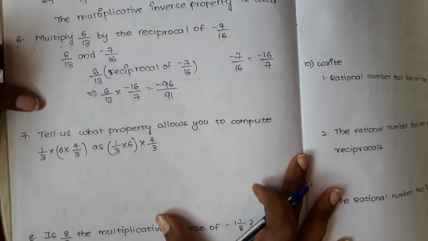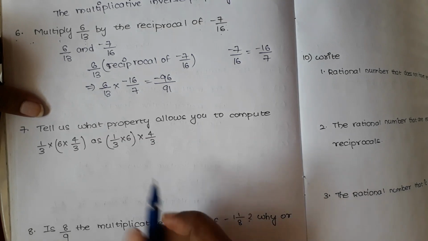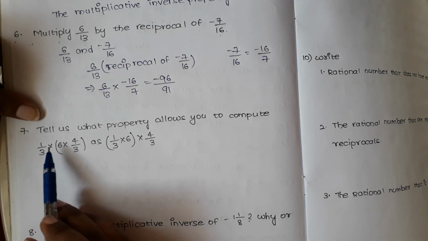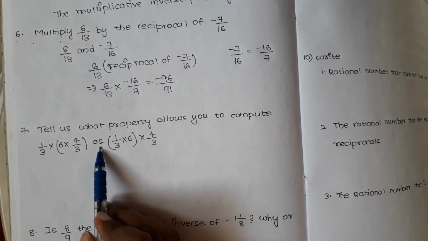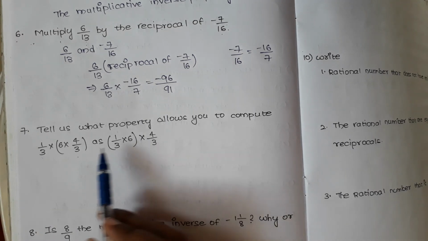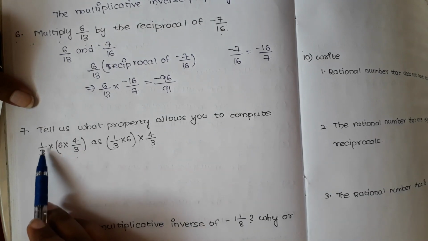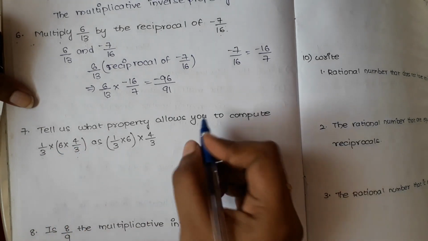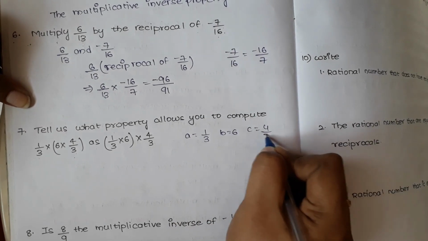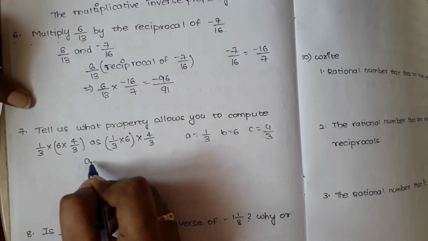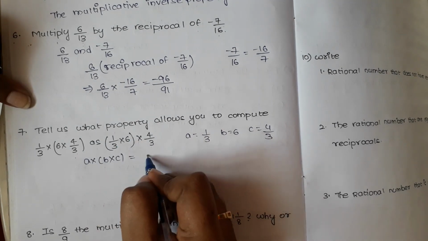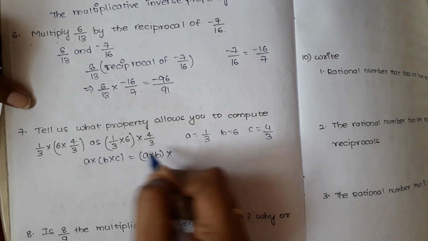Now let us see the next problem, that is: tell us what property allows you to compute 1 by 3 into 6 into 4 by 3 as 1 by 3 into 6 into 4 by 3. Here three numbers are given, that is 1 by 3, 6 and 4 by 3. Let us say A equals 1 by 3, B equals 6 and C equals 4 by 3. This is in the form of A into B into C equals A into B into C.